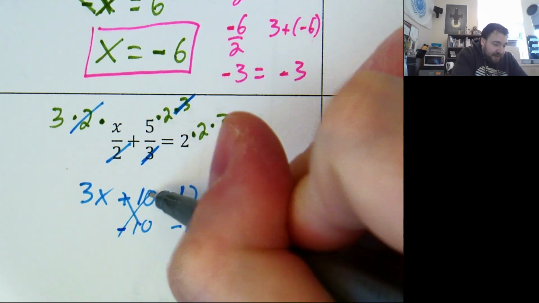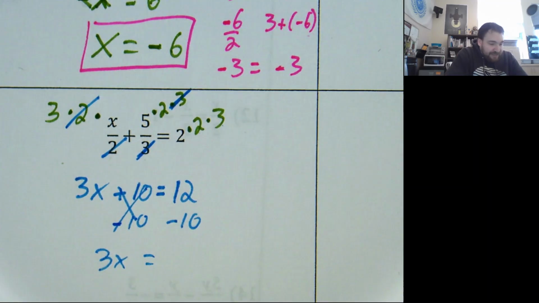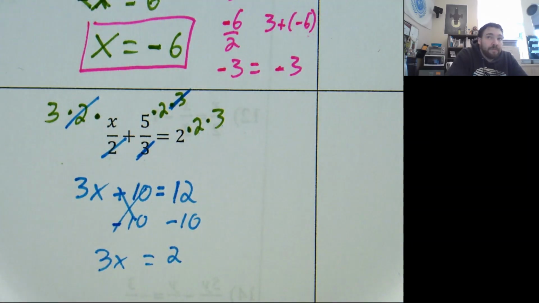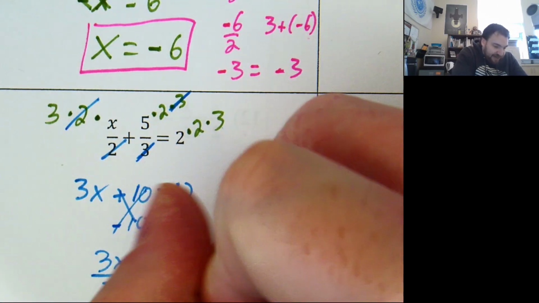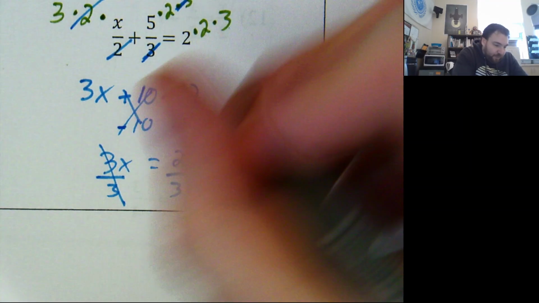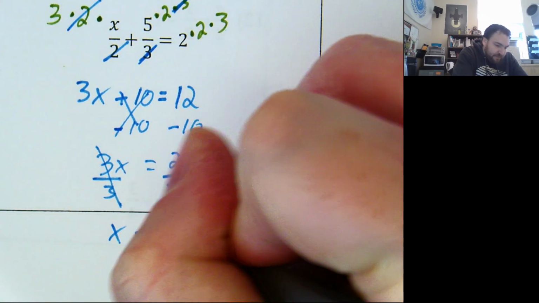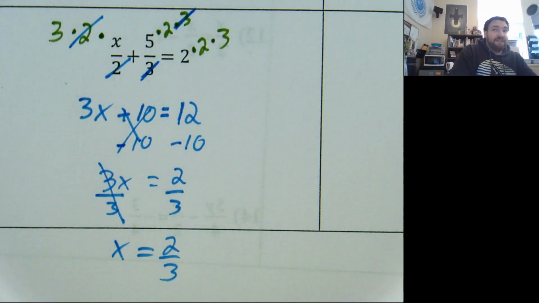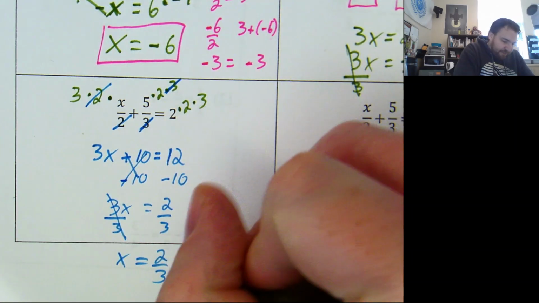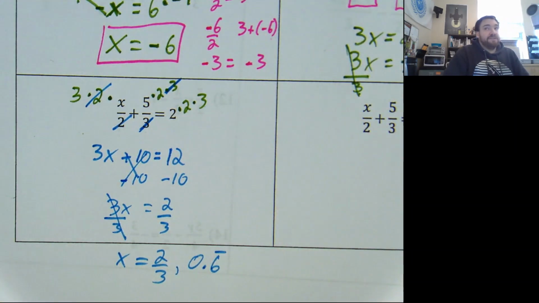On the left-hand side, I'm left with 3x. On the right-hand side, 12 minus 10 is 2. And my last step is, if I have 3 times x, I want to isolate x. So we're going to divide both sides by 3. 3 divided by 3 is 1, leaving me with 1x equals 2/3, and you are allowed to leave that as a fraction. If you want, you can write that as 0.6 repeating. That's totally cool too.